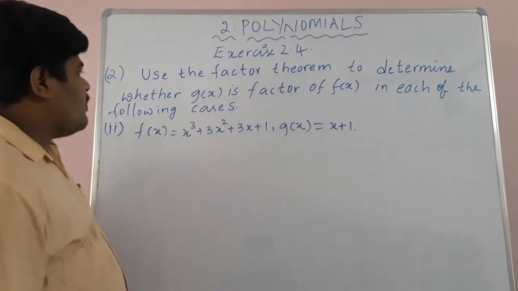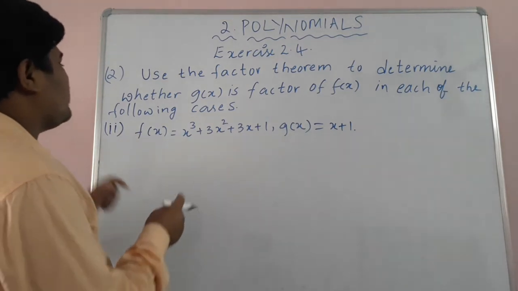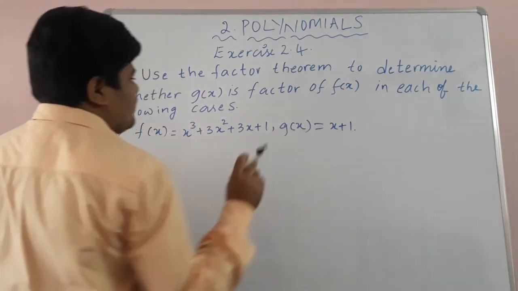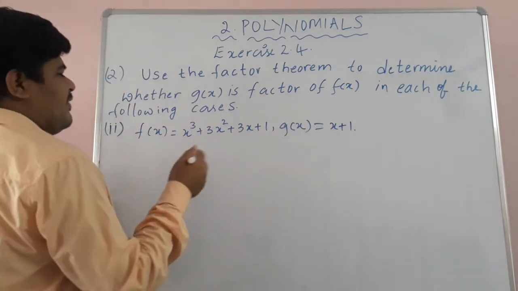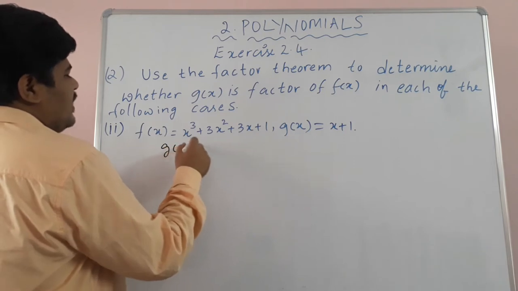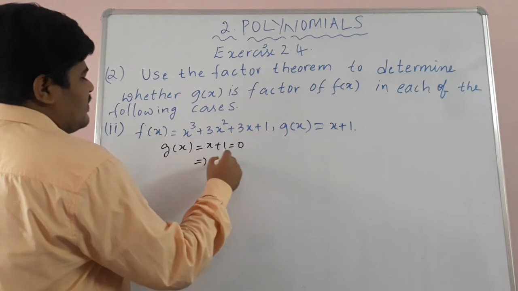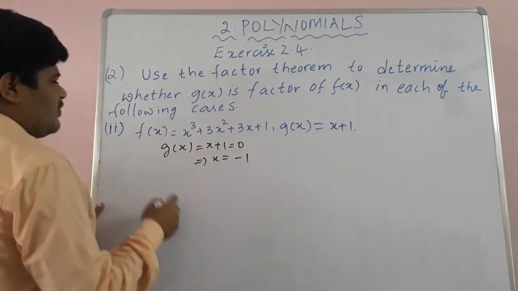Let's see the second problem in this bit. f of x is equal to x cube plus 3x square plus 3x plus 1. g of x is equal to x plus 1. So children, like the previous problem, first we need to equate the linear polynomial to 0. x plus 1 is equal to 0, so that implies x is equal to 0 minus 1, that is minus 1.